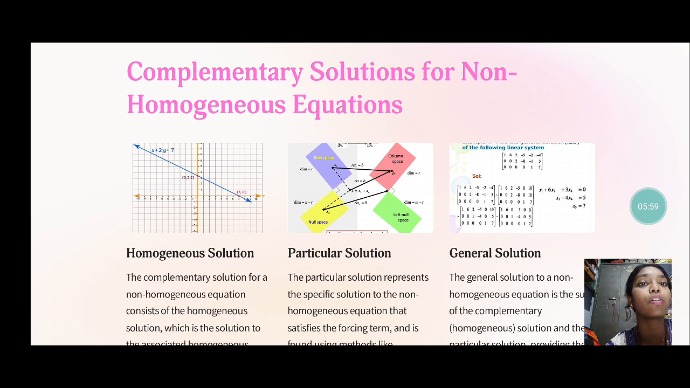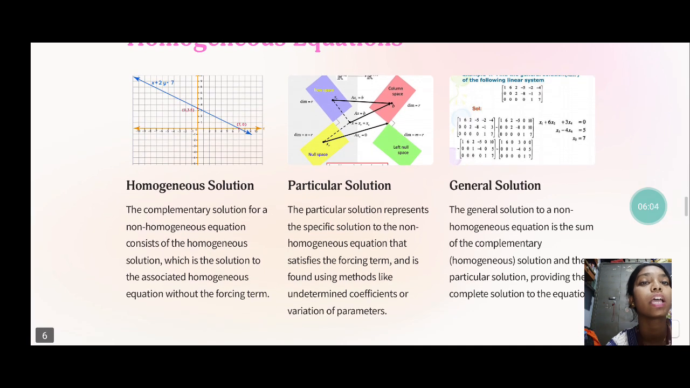Complementary solution for non-homogeneous equation: homogeneous solution, particular solution, general solution. The complementary solution consists of the homogeneous solution, which is a solution to the associated homogeneous equation without the forcing term. The particular solution represents the specific solution that satisfies the forcing term and is found using methods like undetermined coefficients or variation of parameters.